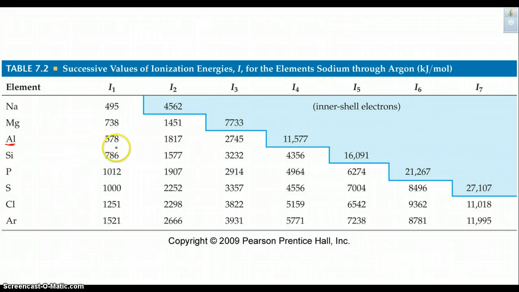Again, I have to put in 578. My second ionization is 1817, and then my third one is 2745. Right, so again, you notice that it's increased with each increasing ionization. Now, you also notice that right here, actually, this is a huge jump, right? So going from this to this is probably increasing by a factor of about 3, right?